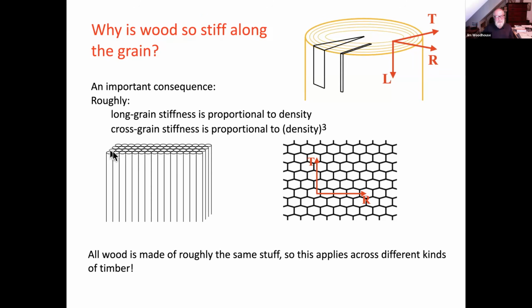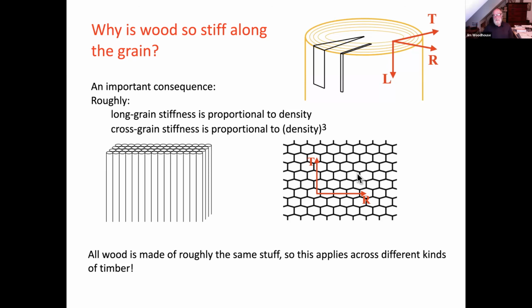And of course the density is proportional. If the stuff is always the same, the density of the wood is proportional to the total cross-sectional area in this plane. So the stiffness is also proportional to that total cross-sectional area. So the prediction is that the long grain stiffness should be more or less proportional to the density.